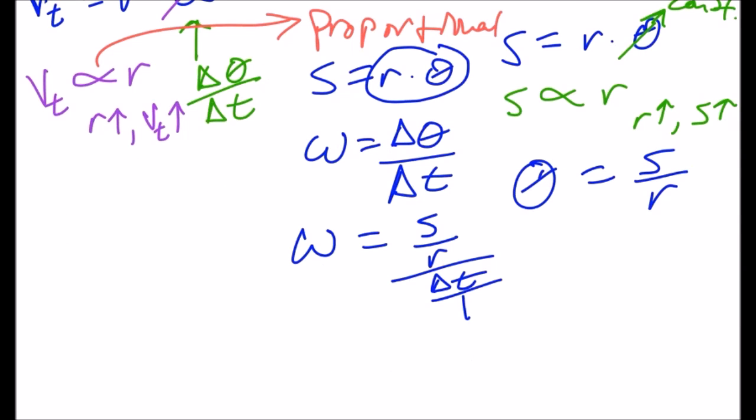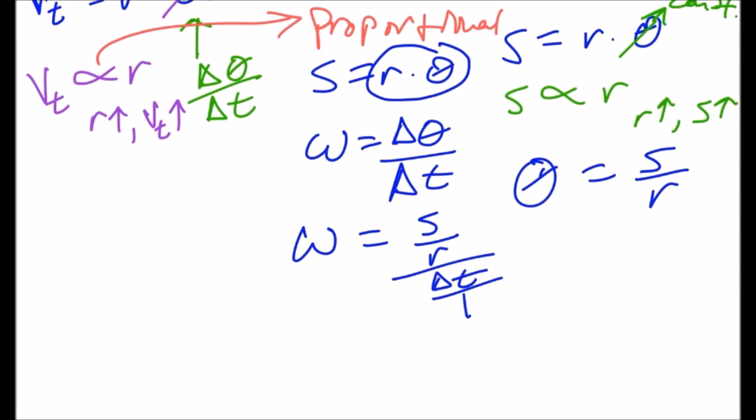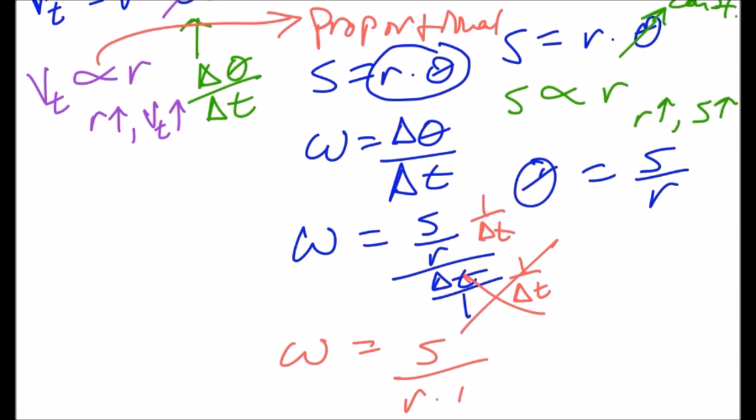Right? So I have that complex fraction. How do we undo complex fractions? Very good. So I could say 1 over delta T and 1 over delta T. That goes away. So that means omega is equal to S over RT, right?